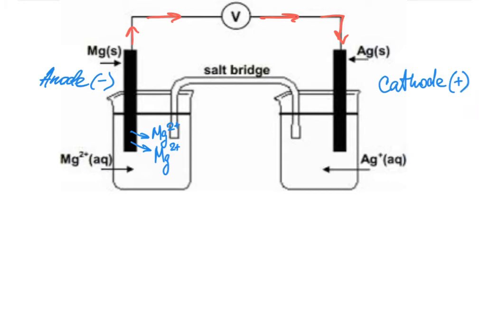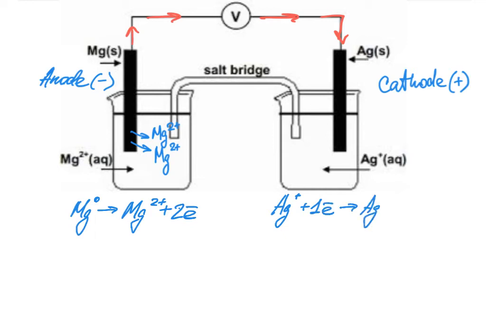Let's write the reduction and oxidation half reactions. Right here, magnesium will be losing electrons, turning itself into magnesium ions. 2 electrons are lost in the process. Silver ion will be reduced, turning itself into atomic silver. 1 electron is accepted in the process, but the number of electrons lost and accepted should be equal, so we do know that 2 ions of silver will be reduced by 2 electrons and 2 atoms of silver are formed.